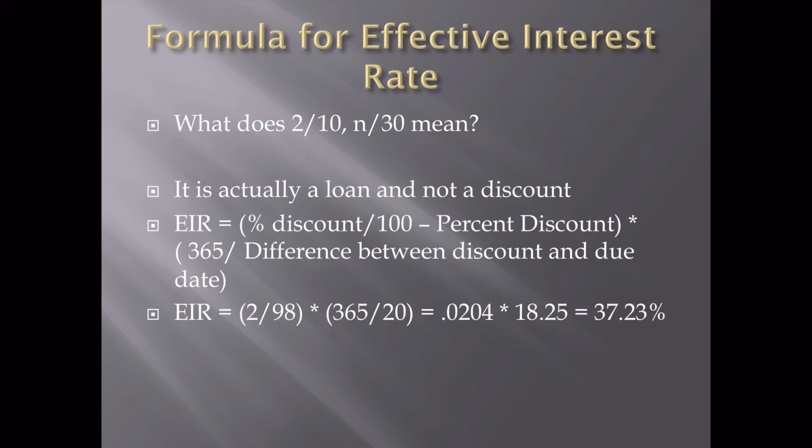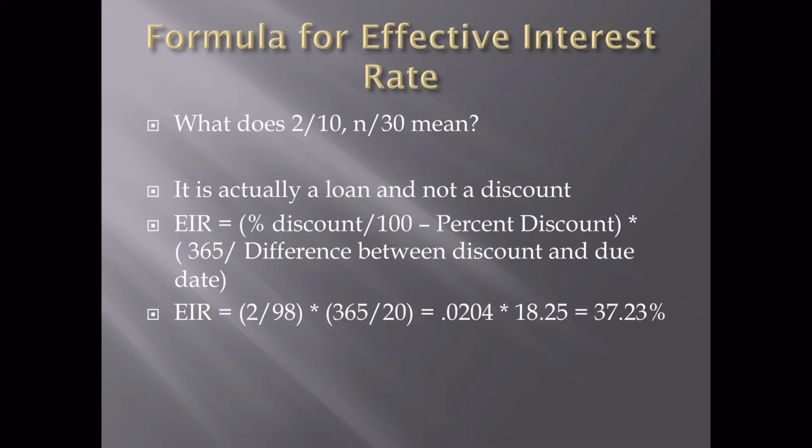And the way we do that is by using this formula down below. It says effective interest rate equals percent discount divided by 100 minus the percent discount, and then we multiply that by 365 over the difference between the discount and due date. If you look in the text, they have a couple of formulas in there, and those formulas require you to have an actual invoice. This formula just requires you to plug the terms into it, so it's a lot easier to use.